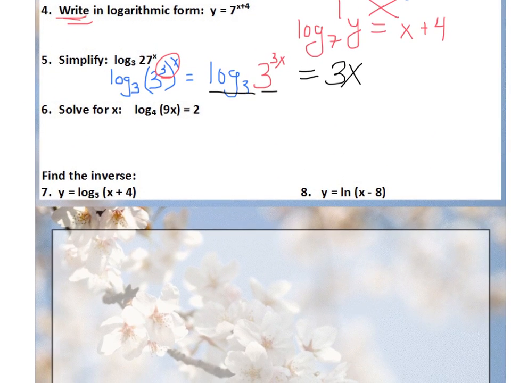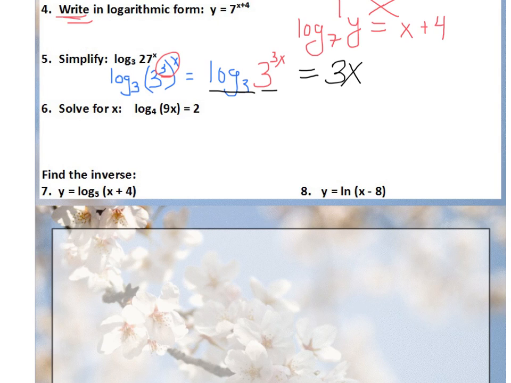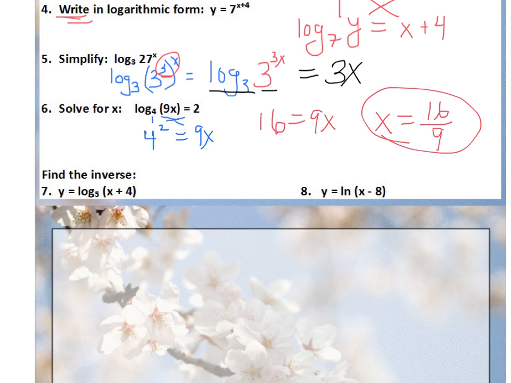Okay, for number 6, I'm going to change that to exponential form to be able to solve it. So 4 squared equals 9x. So that's 16 equals 9x. We're going to divide by 9, so x is 16/9.